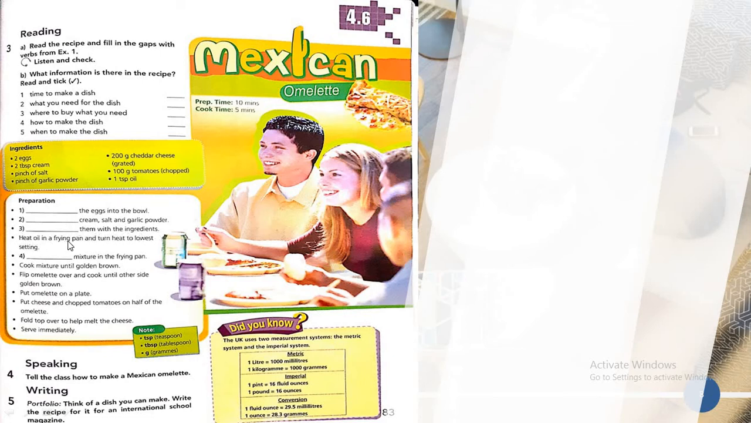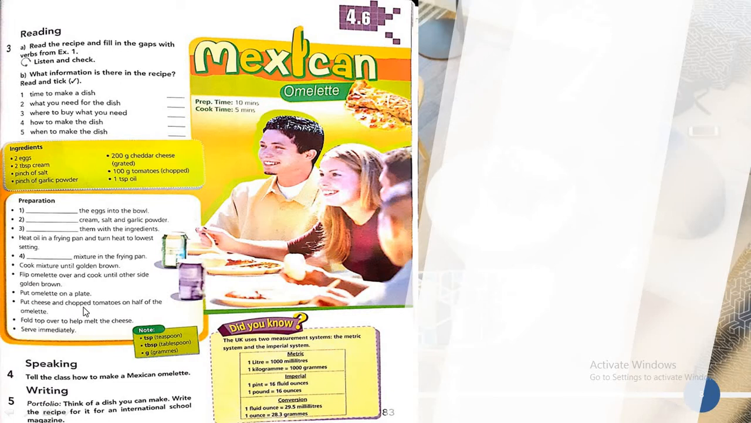Heat oil in a frying pan and turn heat to lowest setting. 4, mixture in the frying pan. Cook mixture until golden brown. Okay, then flip omelette over and cook until other side golden brown. Put omelette on a plate.